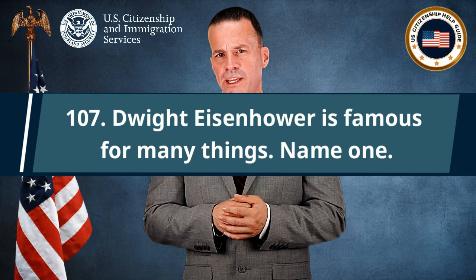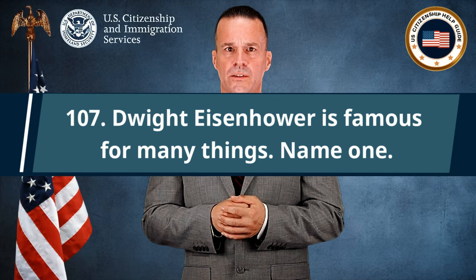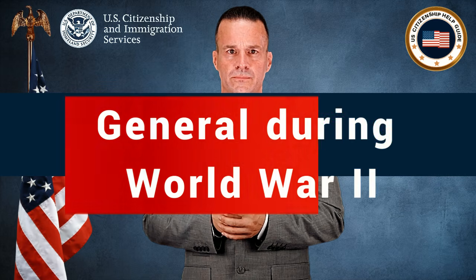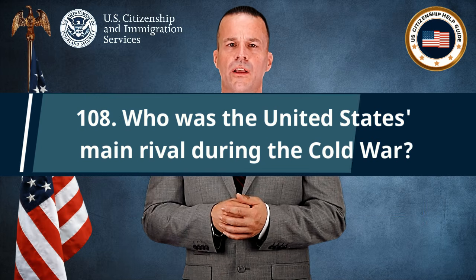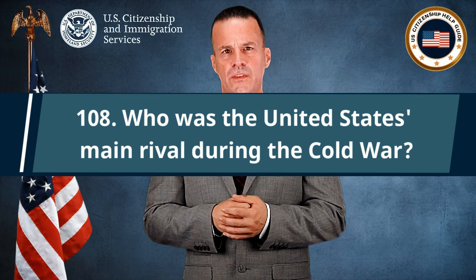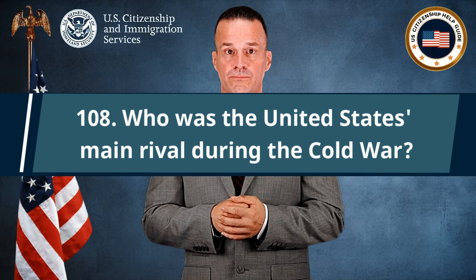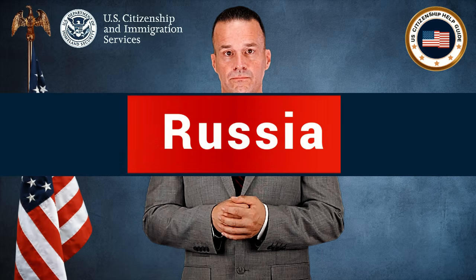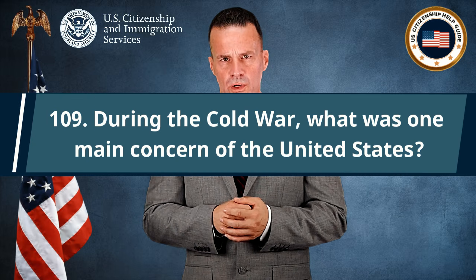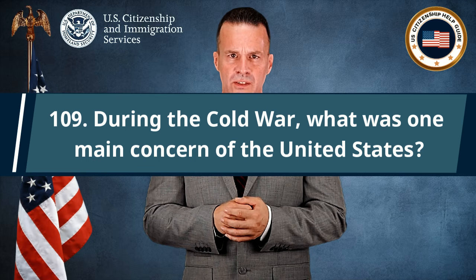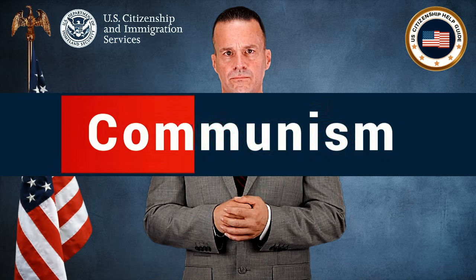107. Dwight Eisenhower is famous for many things. Name one. General during World War II. 108. Who was the United States' main rival during the Cold War? Russia. 109. During the Cold War, what was one main concern of the United States? Communism.